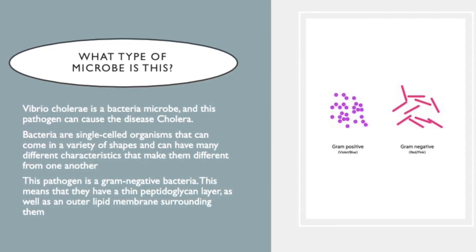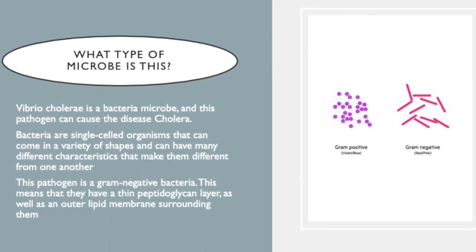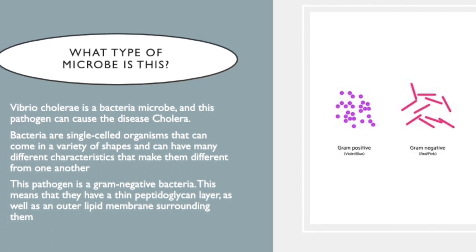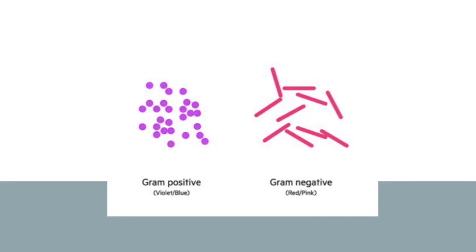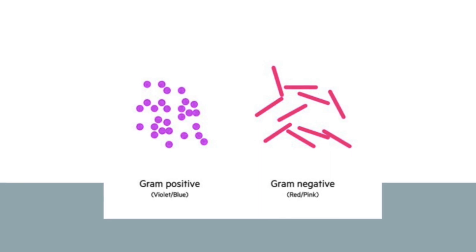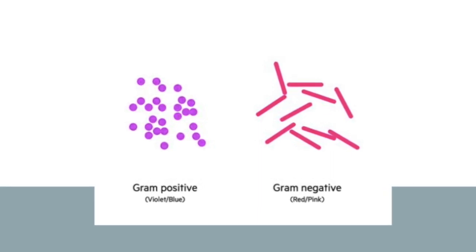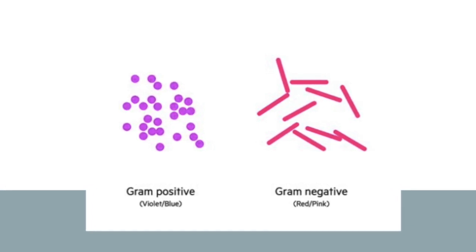This pathogen is a gram-negative bacteria. This means that they have a thin peptidoglycan layer as well as an outer lipid membrane surrounding them. The image on the right shows a gram-positive bacteria compared to a gram-negative bacteria. As you can see, the gram-positive bacteria stays a purple color after it has been through the gram staining process, whereas the gram-negative bacteria turns a light pink.